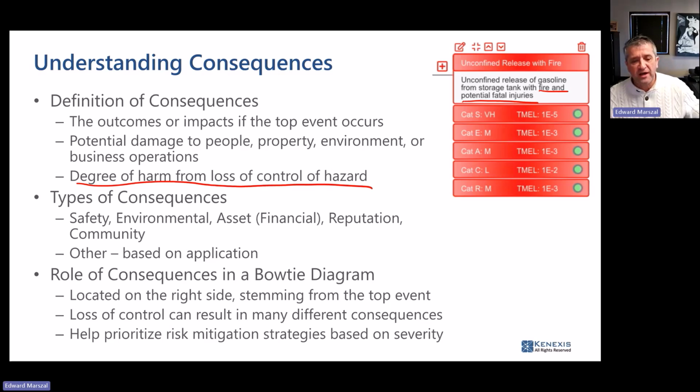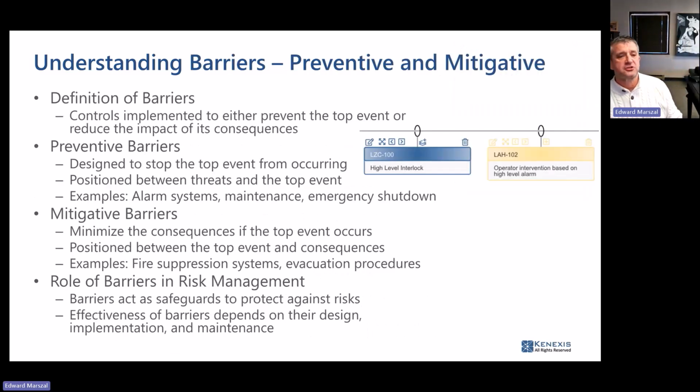So what is the role of consequences? We're going to put them on the right-hand side. There's going to be at least one, but there could be an infinite number, so as many different types of consequences as makes sense for the scenario. Loss of control can result in many different consequences, and looking at the magnitude of those consequences and all of your barriers is going to help you set up your risk prioritization strategy.